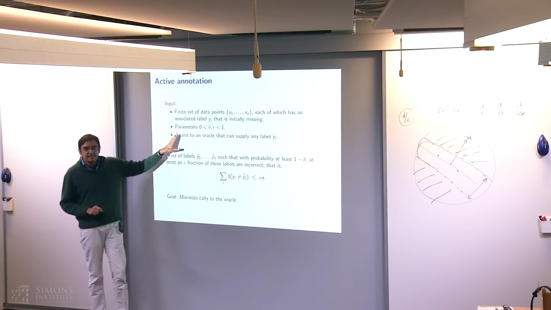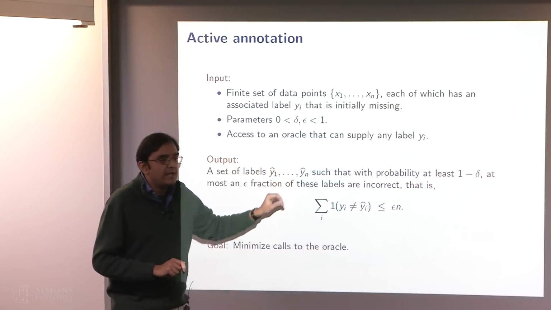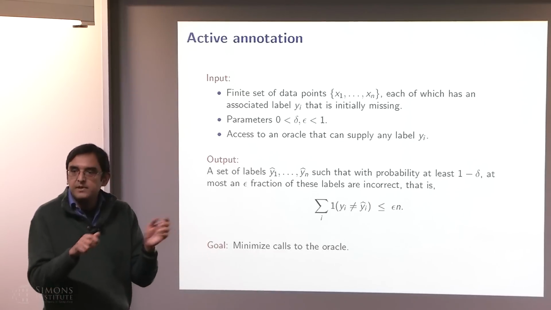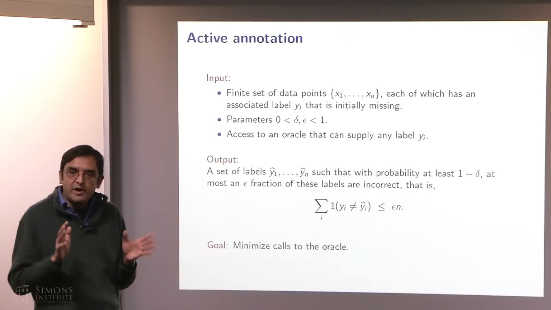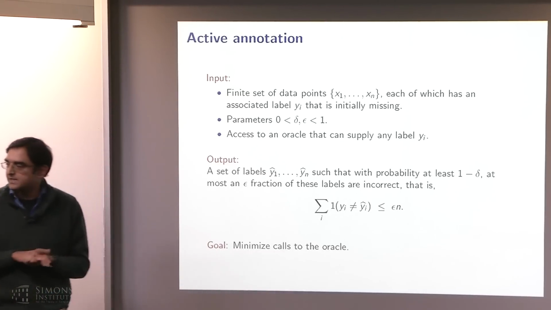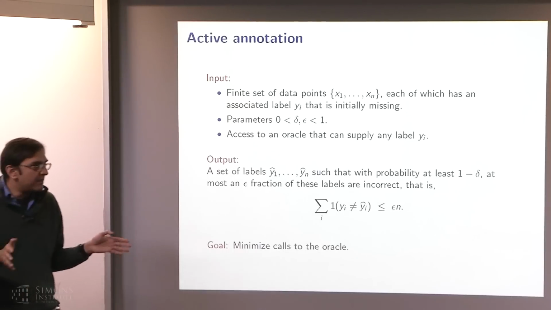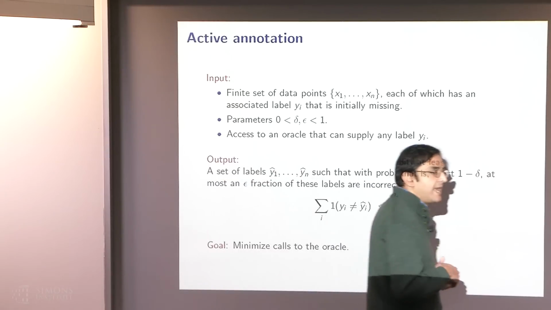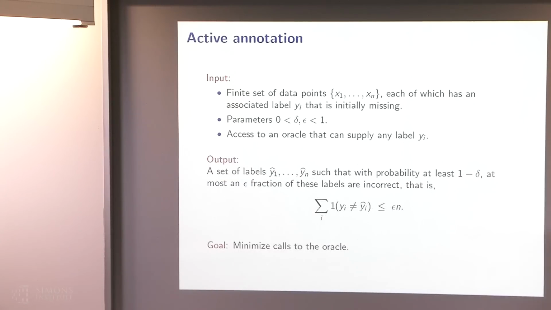And you have an oracle that can supply any label you want. And now you want to fill in those labels. You're going to query some, you're going to infer the rest, and you want to have this guarantee that almost all the labels are correct. So there's 1 million unlabeled points. You want to query, say, 1,000 of them, fill in the labels of the rest, and have at most epsilon fraction of them be wrong.